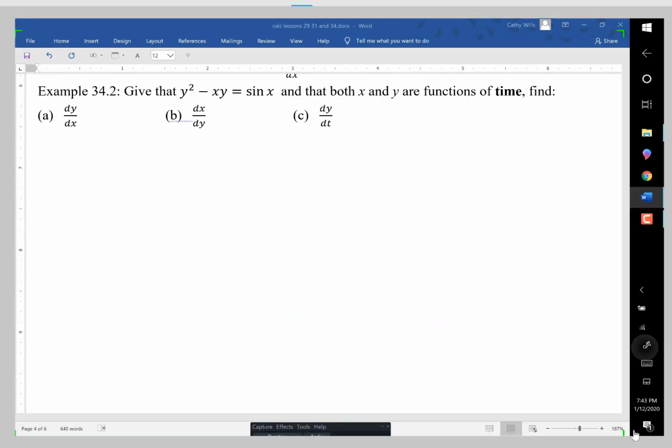Okay, so here's another example. We have, given that y squared minus xy equals sine x, and that both x and y are functions of time. Find dy/dx, dx/dy, and dy/dt. Okay, so first thing we're going to do is find dy/dx. So, A.